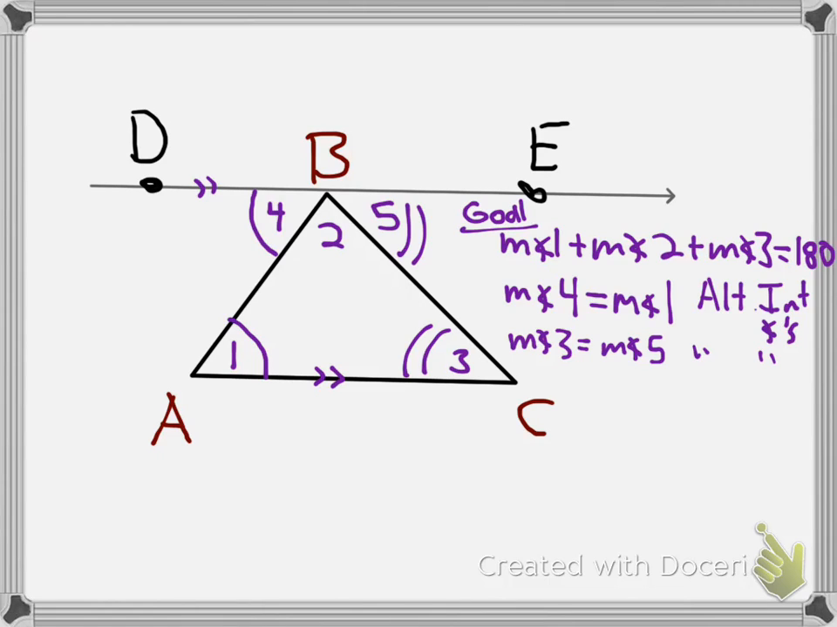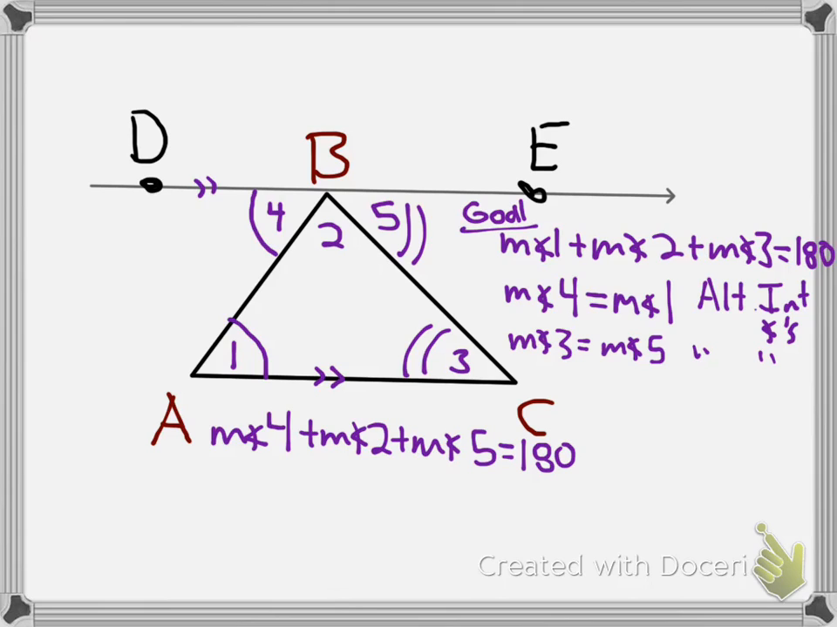But what we can say is that the measure of angle 4 plus the measure of angle 2 plus the measure of angle 5 adds up to 180 because, first of all, that total of all of those angles is a straight angle. It's a straight line, so it's 180 degrees. And we can add angles together by the angle addition postulate.